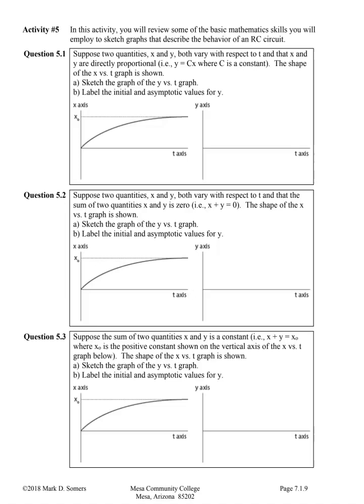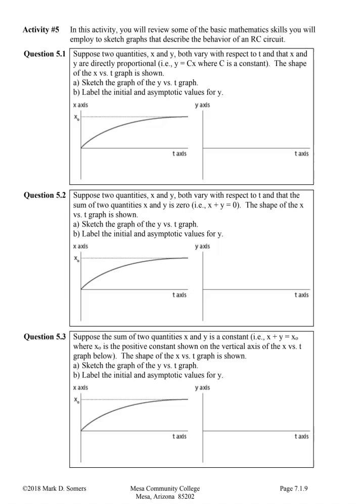Suppose two quantities, x and y, both vary with respect to time, and that x and y are directly proportional. That is, y is equal to a constant times x. The shape of the x versus t graph is shown. Sketch the graph for the y versus t graph, and label the initial and asymptotic values for y. So we want to figure out what it's going to look like for our y versus t.